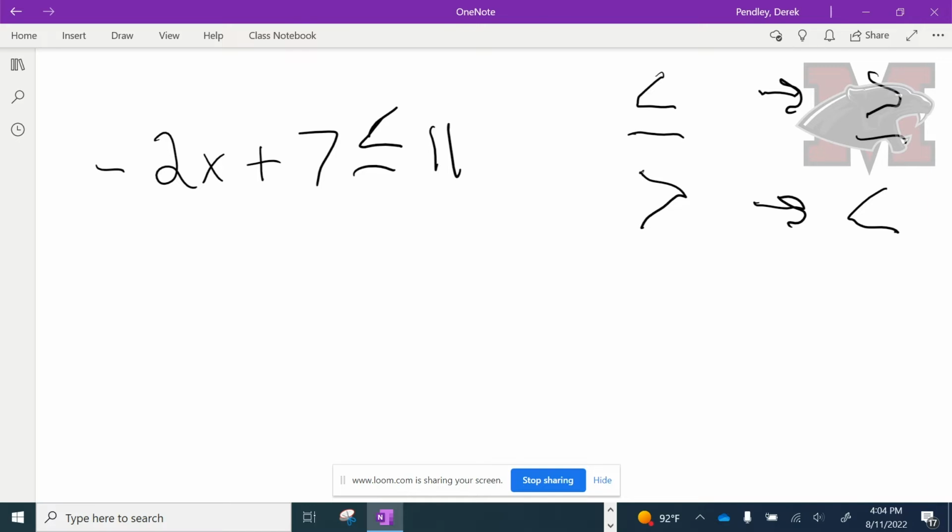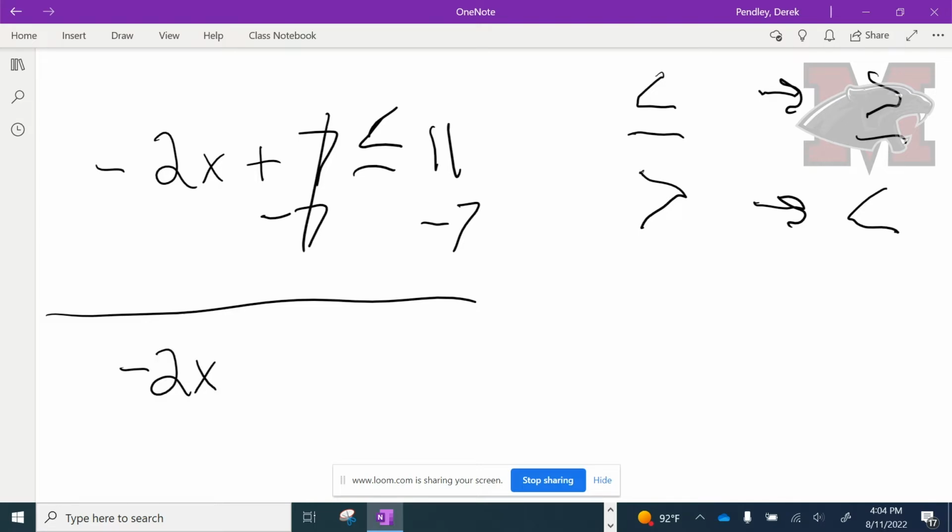All right, so let's treat this the same exact way as an equation, except if we ever multiply or divide by a negative, we're going to flip that sign. That's the only thing we have to keep in the back of our mind. All right, so I'm going to subtract 7 from both sides. That crosses out to 0. So now I have -2x is less than or equal to positive 4.